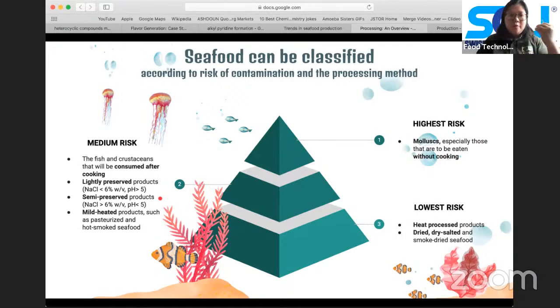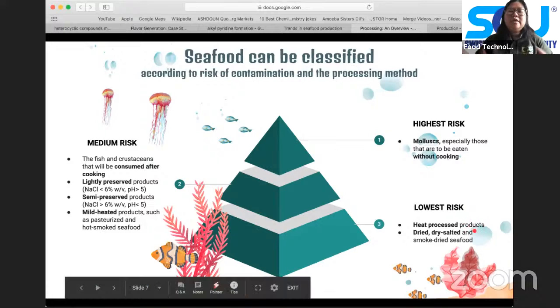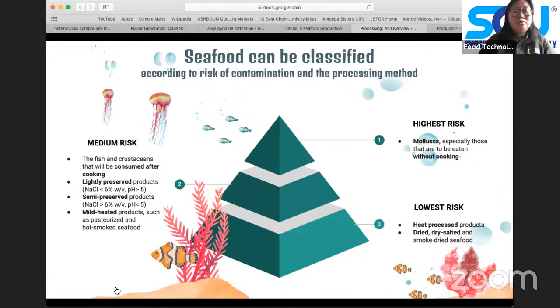Those have a lower risk compared to the ones above them, but not that safe. They still have a quite short shelf life. And then in the lowest risk for the seafood, you have thoroughly heat processed products, and also the dried, or the dry salted and smoked dried seafood. This last group is categorized as very safe seafood to be consumed, and it tastes good also.